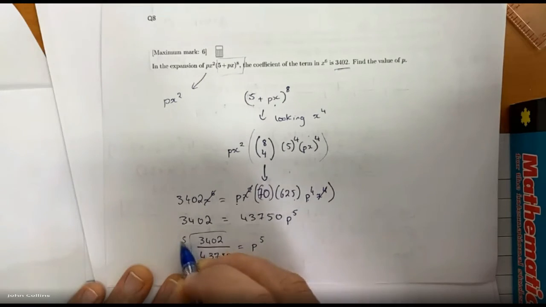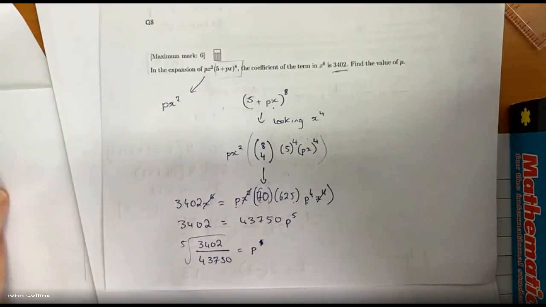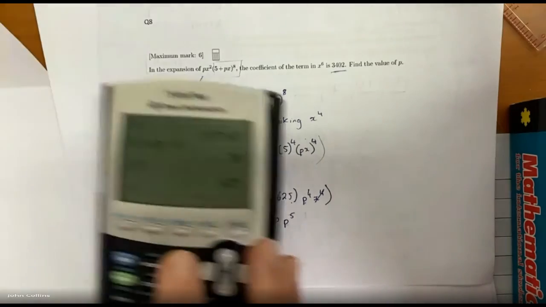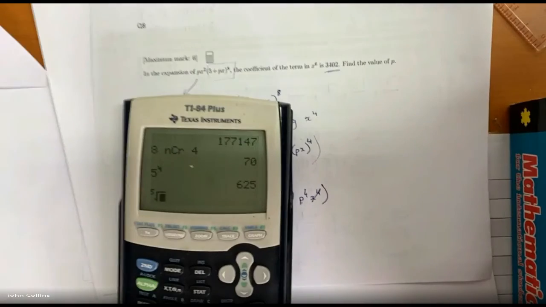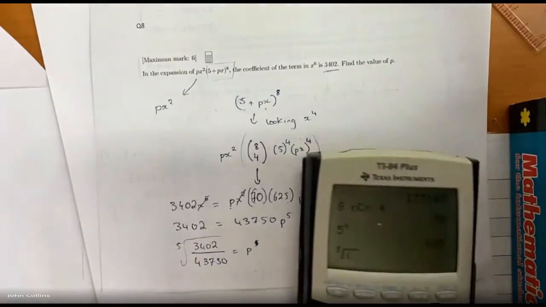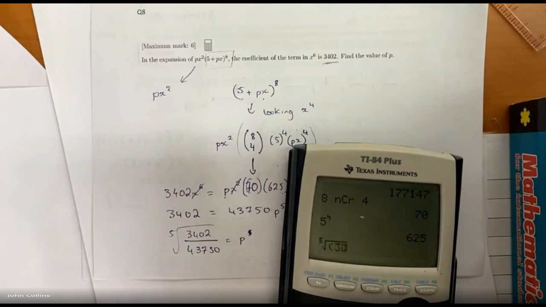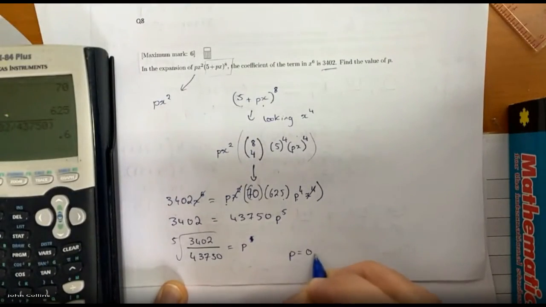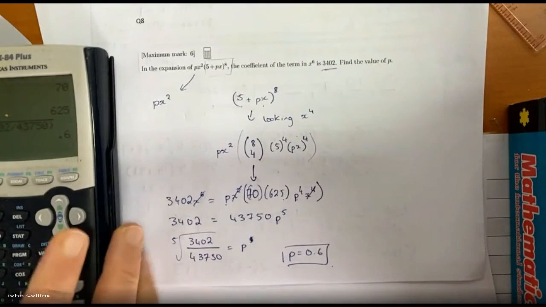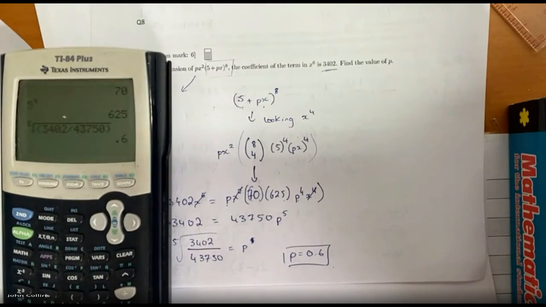So I get the 5th root on my calculator, and it will be p. I think if I press 5 and then go into math and put in that, then do my brackets. 3402 divided by 43750. 0.6. That's it. p is 0.6. Calculator did it for me. 5th root of that. And that is the final answer.